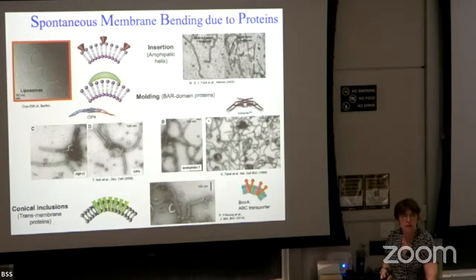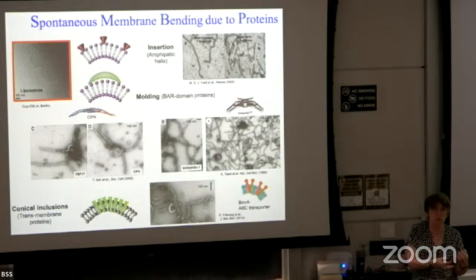And it's not only for soluble protein, but also for proteins which are embedded in the membrane, called transmembrane proteins, that have a conical shape. This is the case for this kind of protein here. You can see that when we reconstitute the proteins into the liposome, they can also produce a tubular shape. So it means that in the absence of force, it's possible to transform a membrane into a tubule.